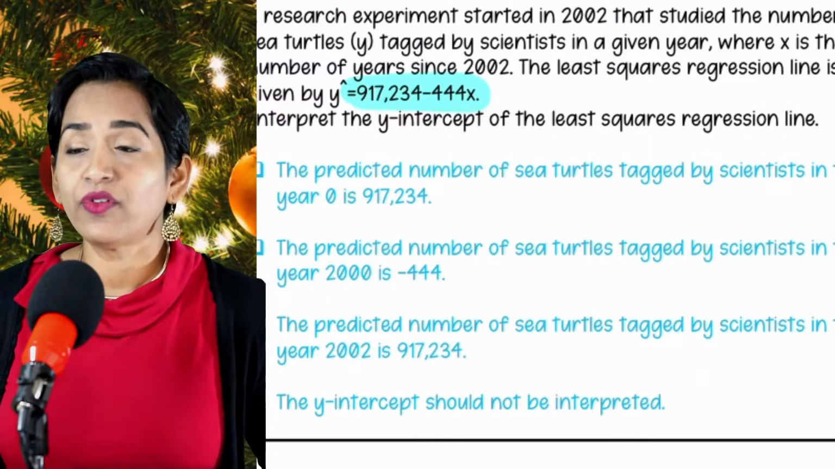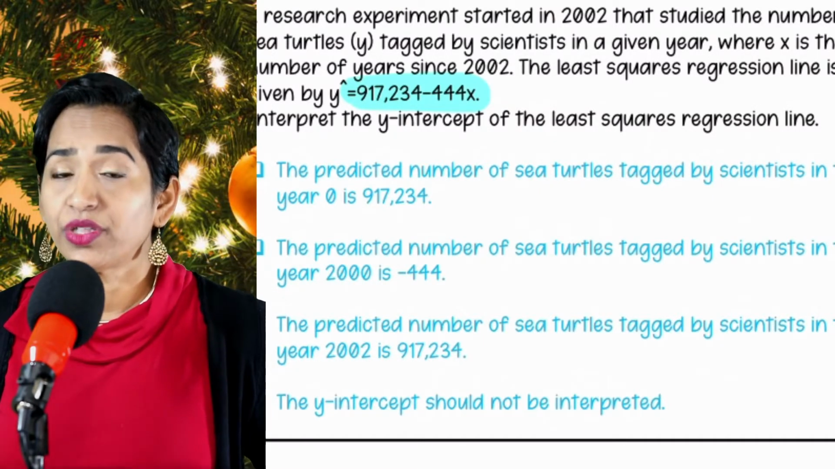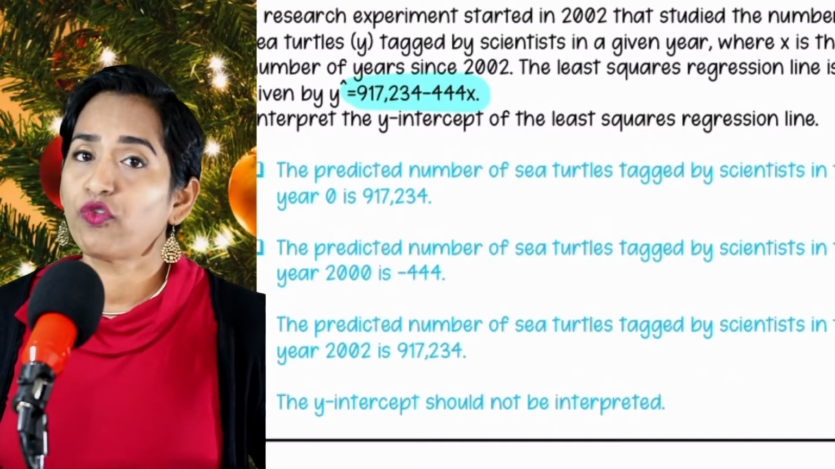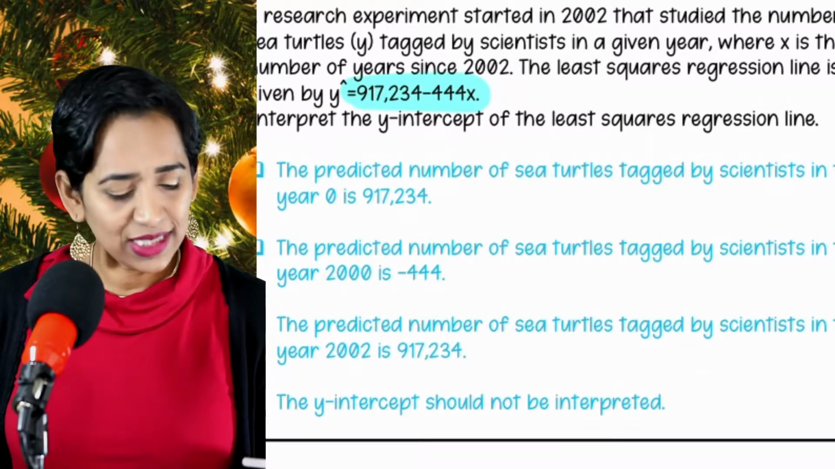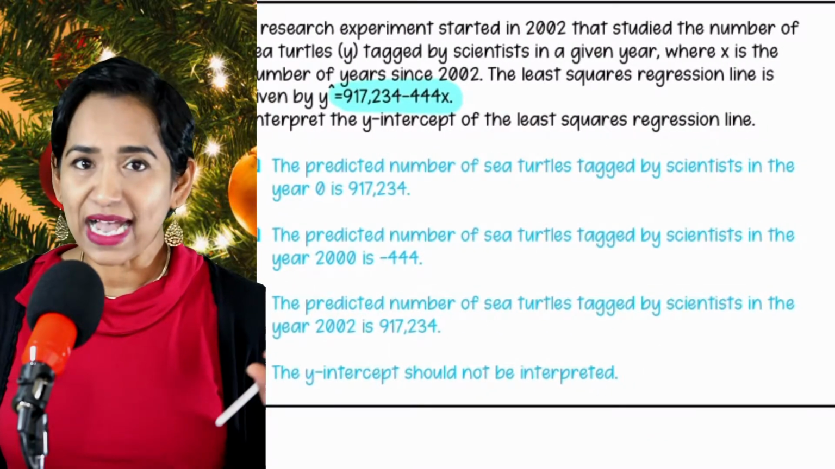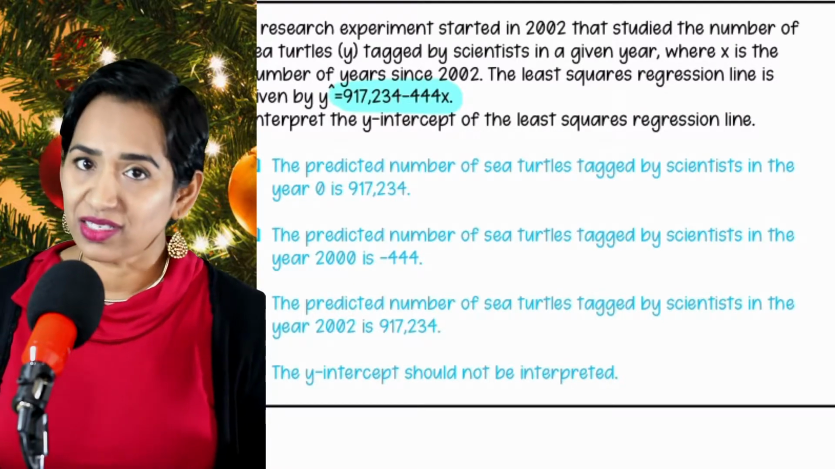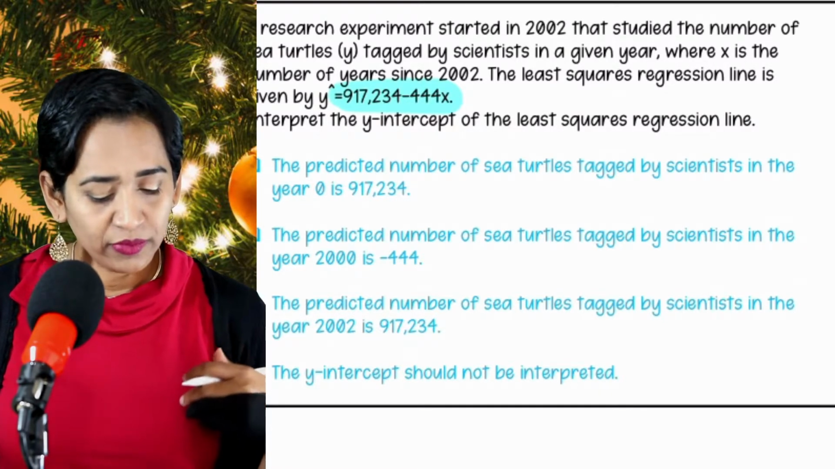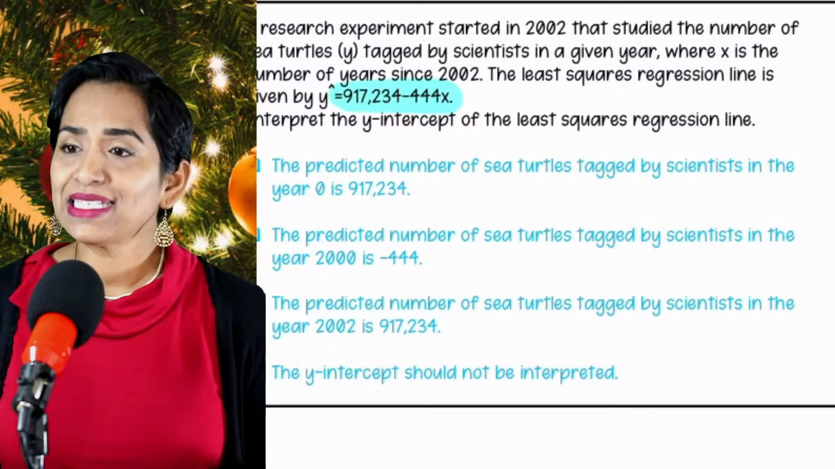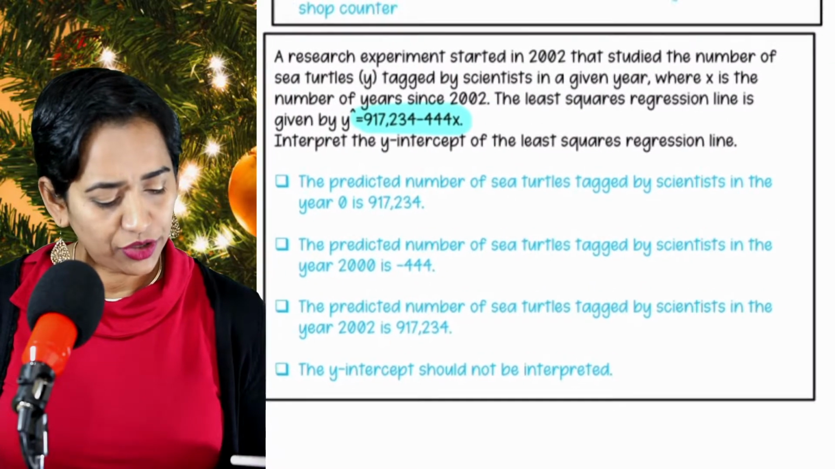917,234 minus 444x. As soon as I see the slope, it's telling me that on the average, the number of sea turtles is definitely going down, right? But what did they ask us to do? They ask us to interpret the y-intercept.